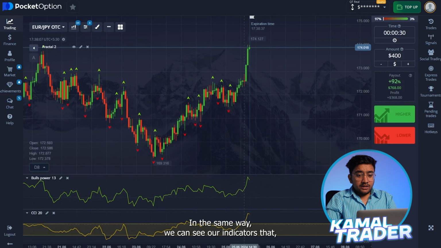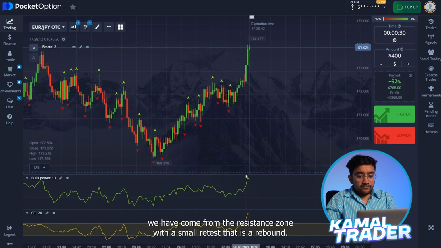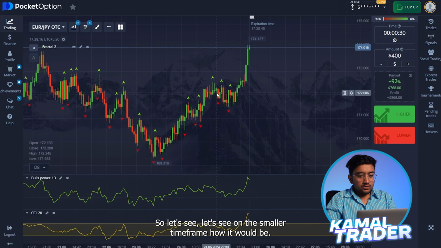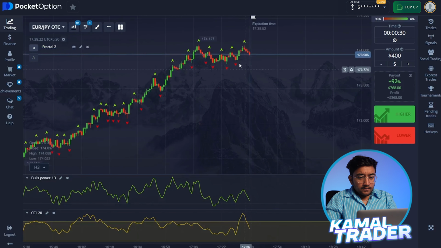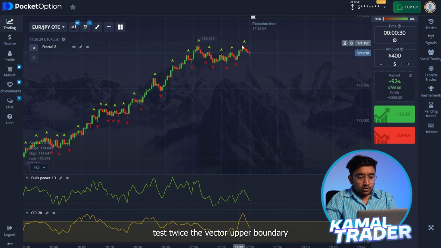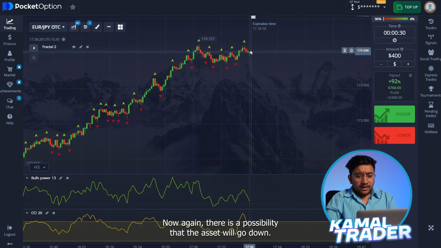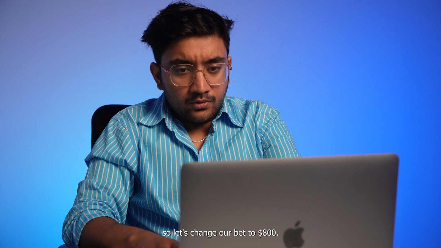Nice. In the same way, we can see our indicators have come from the resistance zone with a small retest, that is a rebound. So let's see on the smaller time frame how it will be. We can test the upper boundary twice. On the Fractal now, again there is a possibility that the asset will go down. So let's change our bet to $800. Let's go.